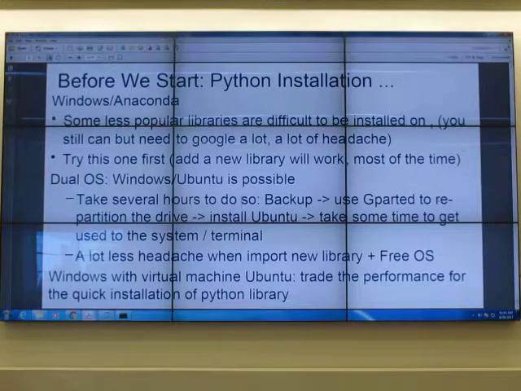If you want to do dual boot, I suggest you back up your computer first before you do anything, because you can lose everything. That's dual boot. And use Gpath, but I don't think anyone will do that, right? It takes quite a while to do dual boot and install Ubuntu. But if you already have an OS, just install Anaconda, it will be fine.